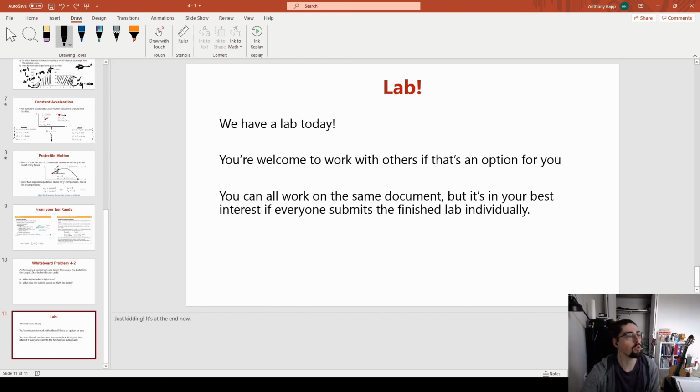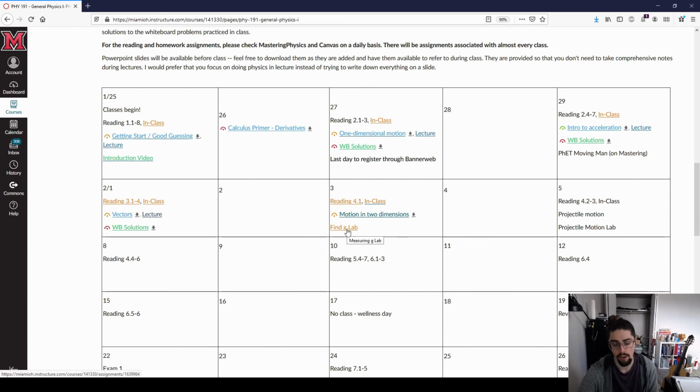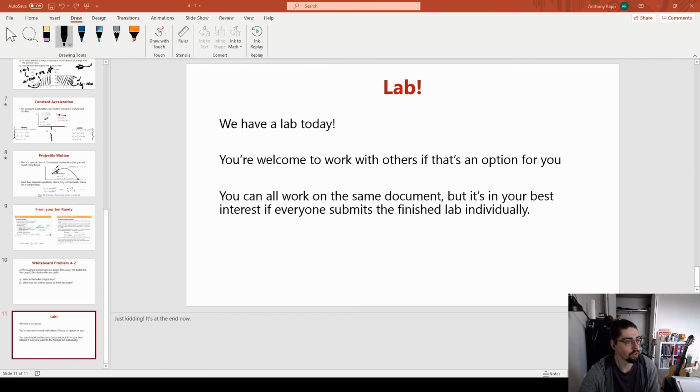I'm not going to ask you to stick around for this one, but what I am going to say is that if you go to the Canvas calendar on the homepage, highlighted in green, we have the Finding G lab. We had a little bit of discussion here of, is it going to be 10? Is it going to be 9.81? Is it going to be 9.8? And this is your opportunity to test that for yourself.